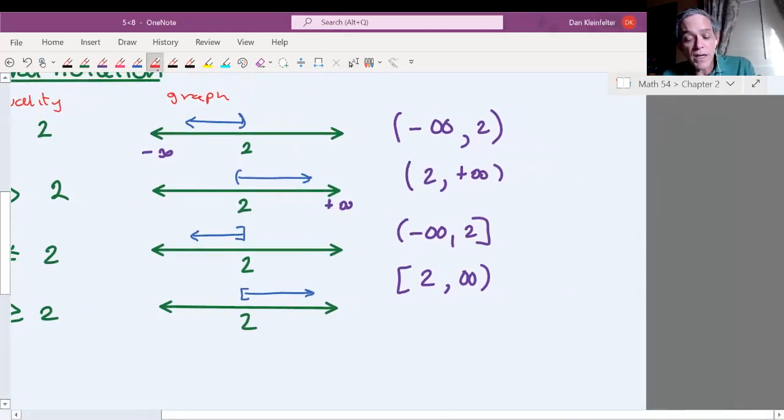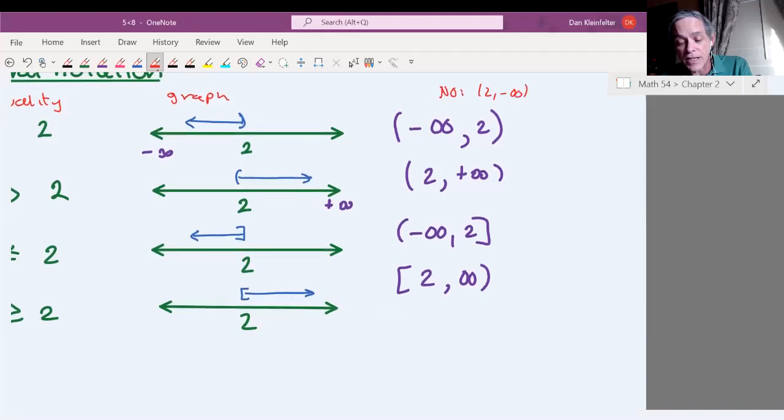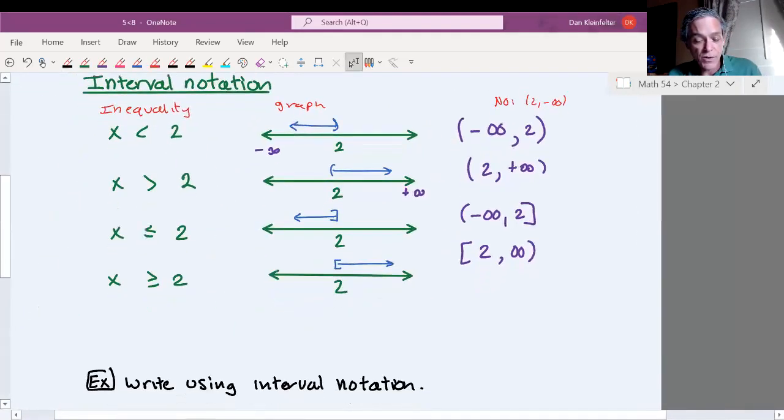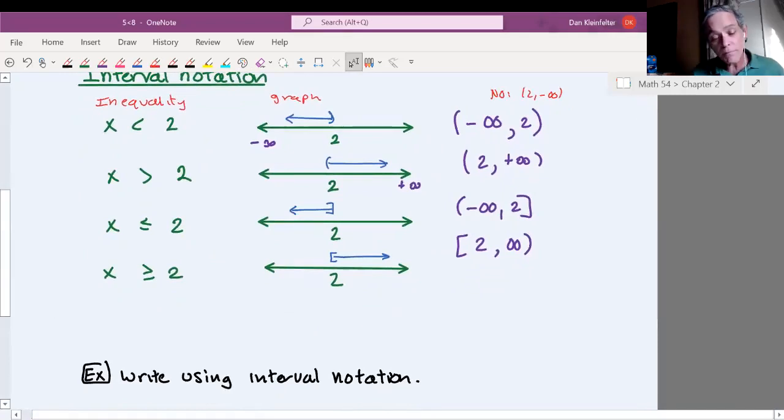Another thing to remember with interval notation is that order matters. So you never want to write something like 2 comma negative infinity. Remember that in interval notation, the numbers always appear in the order that they're in on the number line. Okay, so that is interval notation, the part that we'll need at least for this section anyhow.